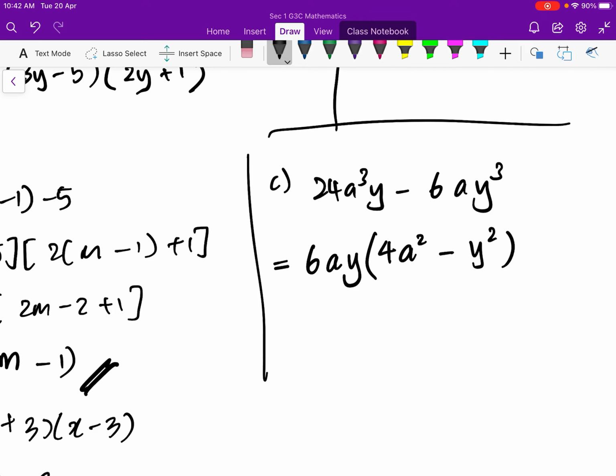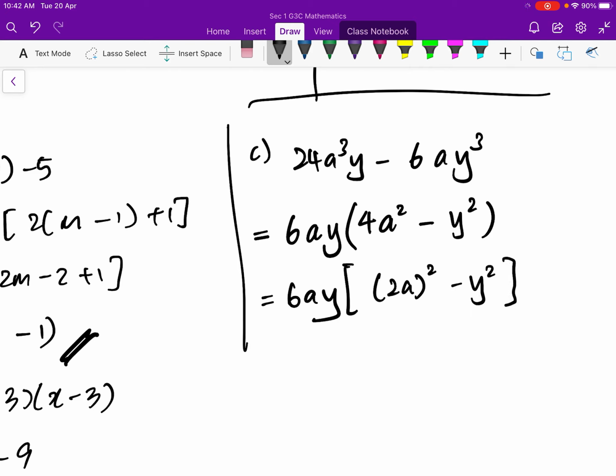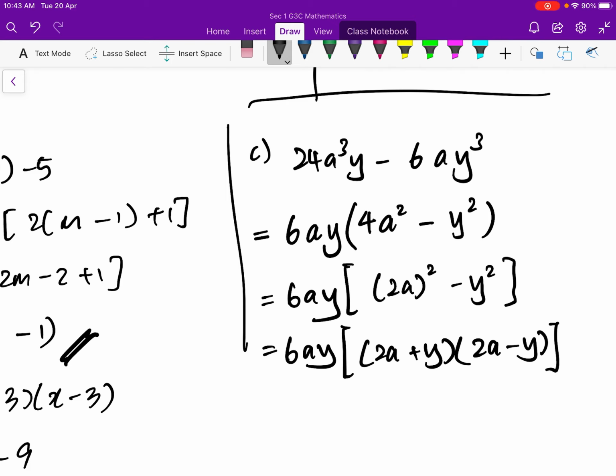Do you notice something? This can be written as 6ay times 2a squared minus y squared. This is our x squared minus y squared, or a squared minus b squared. So within our square bracket, we can further factorize: 2a plus y, 2a minus y. And we notice that the square bracket is useless. Take it away. And this is our final answer.